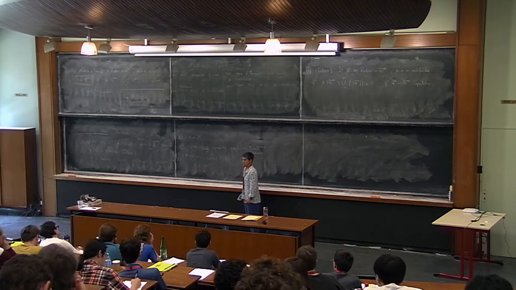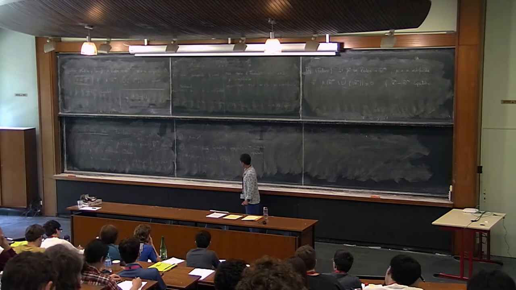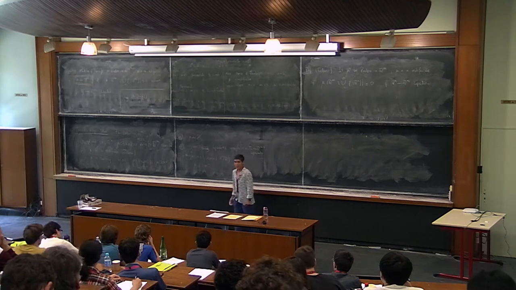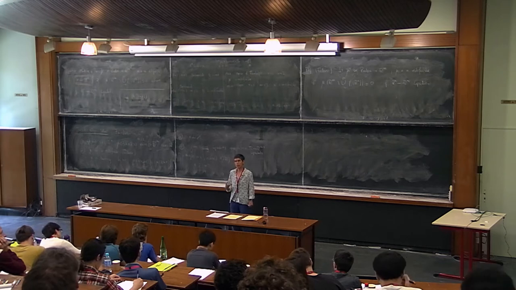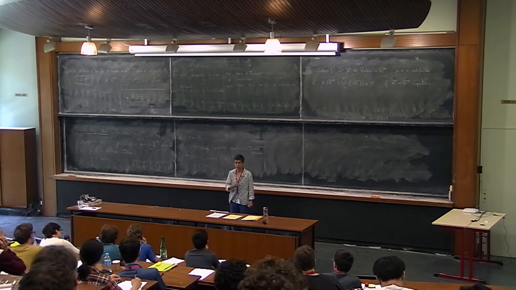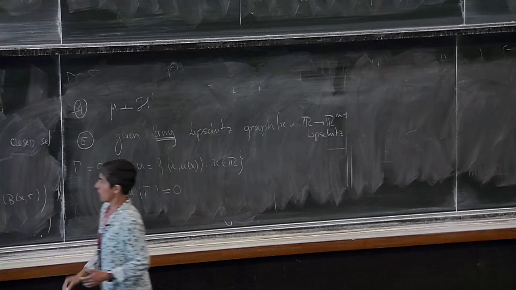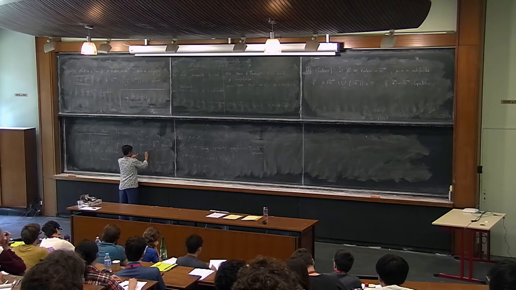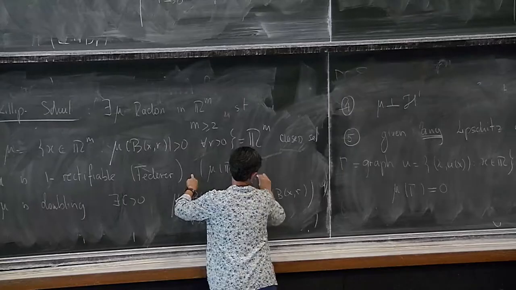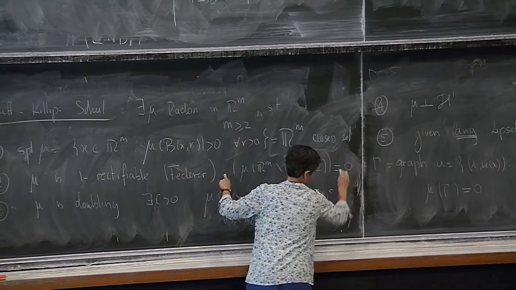Is there any relation between 4 and 5? Yes, of course. There is a relation, but it's a weird thing if you think of it, because look what this is saying. So it's one rectifiable. Maybe I'm going to rewrite what that means. Mu of Rm minus the union of Lipschitz images is 0.